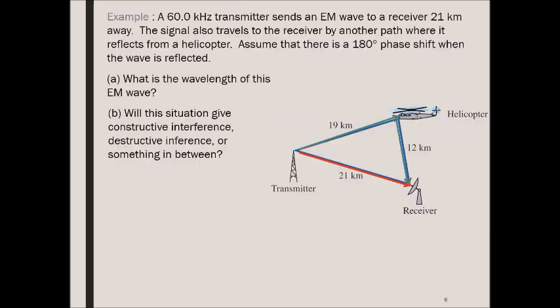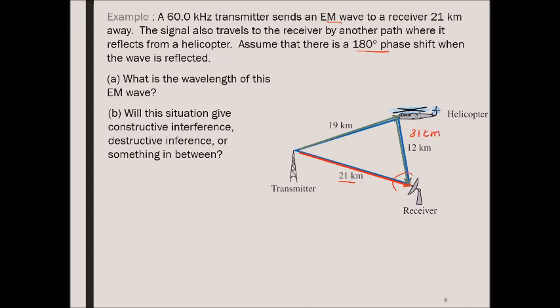Okay, so let's look at an example where we're looking at what's going on with the reflection off of this helicopter. Here we have a 60 kilohertz electromagnetic wave. So it's not light waves, but it is an electromagnetic wave. And we know that there is a phase shift when the wave is reflected. The direct path is 21 kilometers, and the total path length bouncing off the helicopter is 19 plus 12, so a total of 31 kilometers.